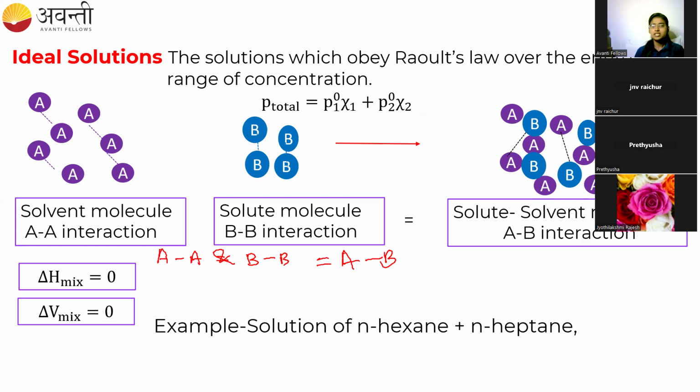Very good, Ashwin. It is C6H14. What about heptane? Hept means 7 carbon. So C7 and how many hydrogen? 16 hydrogen will be there. Okay, C7H16. So these two components are forming a solution and it is an example of an ideal solution.